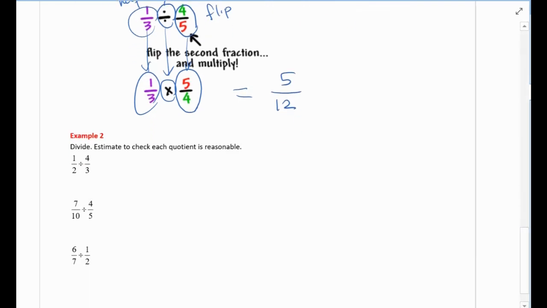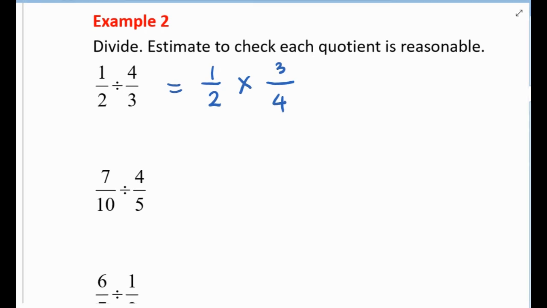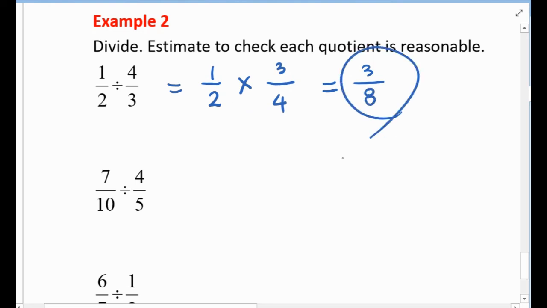Okay, example 2. Let's do it together. Keep, change. 4 over 3 becomes 3 over 4. Keep, change, flip. And the division became a multiplication. So we do 1 times 3, we multiply the numerators together, and we multiply the denominators together. See if it is the lowest term. If it is the lowest term, that's the answer, 3 over 8. 3 over 8 is the lowest term.